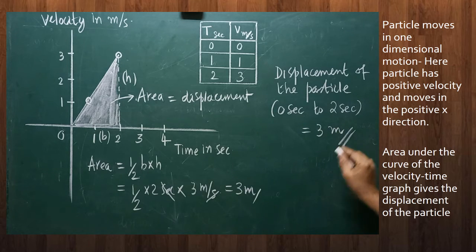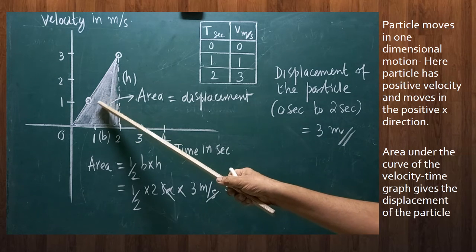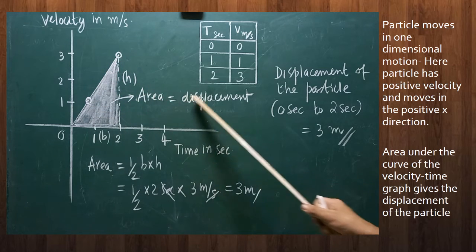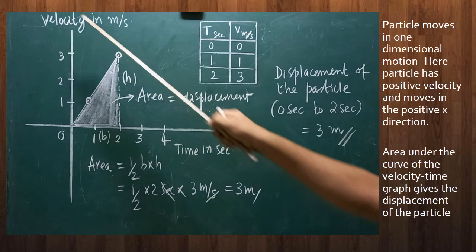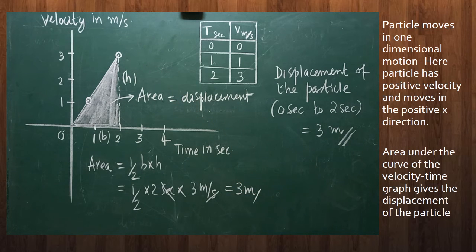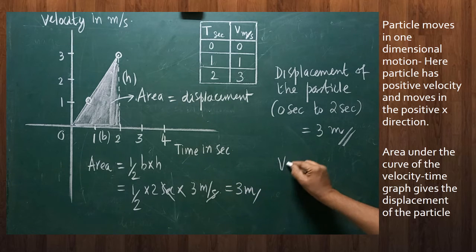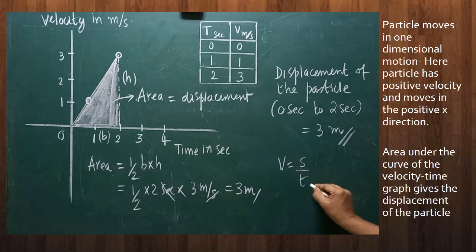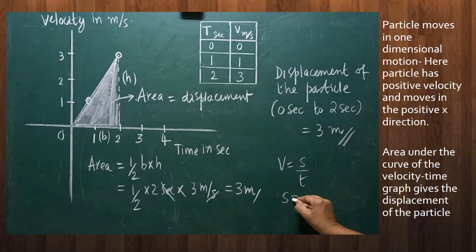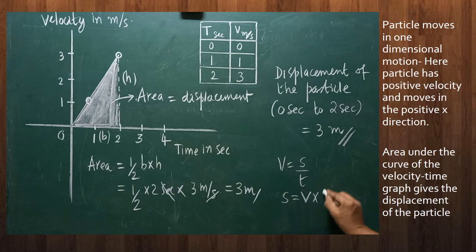This is the answer. The main important thing I want to insist on is that the area under the straight line in the velocity time graph gives you the displacement. Very important one. Because velocity is equal to displacement divided by time, to calculate displacement, these two are to be multiplied: velocity into time. Here velocity is multiplied with time. This is equivalent to half BH. To calculate S, V into T is required, and that V into T is equivalent to half BH. Could you understand this?